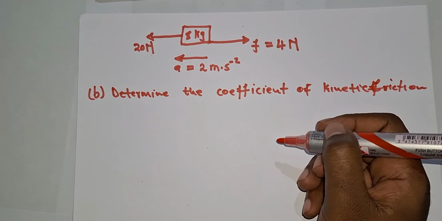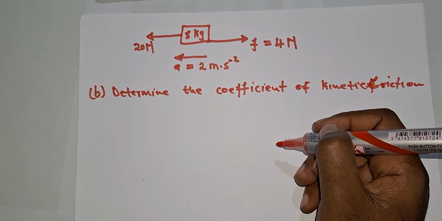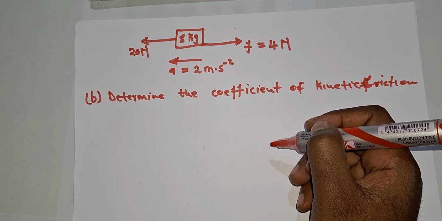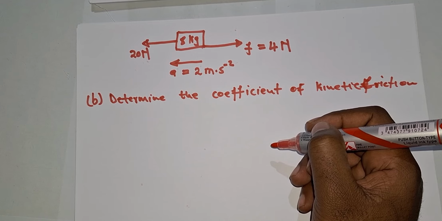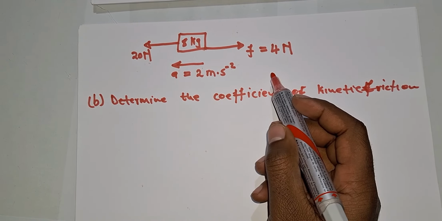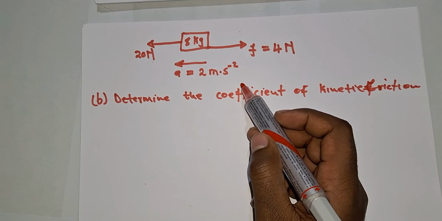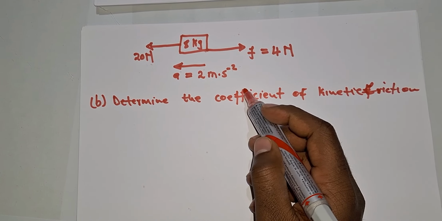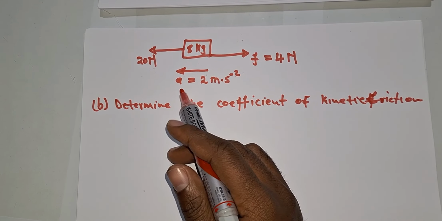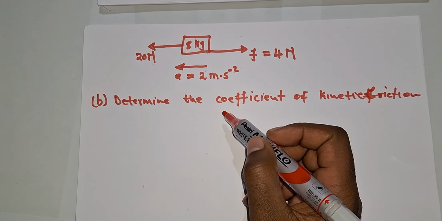All right, welcome back. Let us continue from the previous problem. On the previous problem, we were given an object that is accelerating to the left with an acceleration of 2 meters per second squared. And we were told that there was a force applied on this object of 20 newtons.